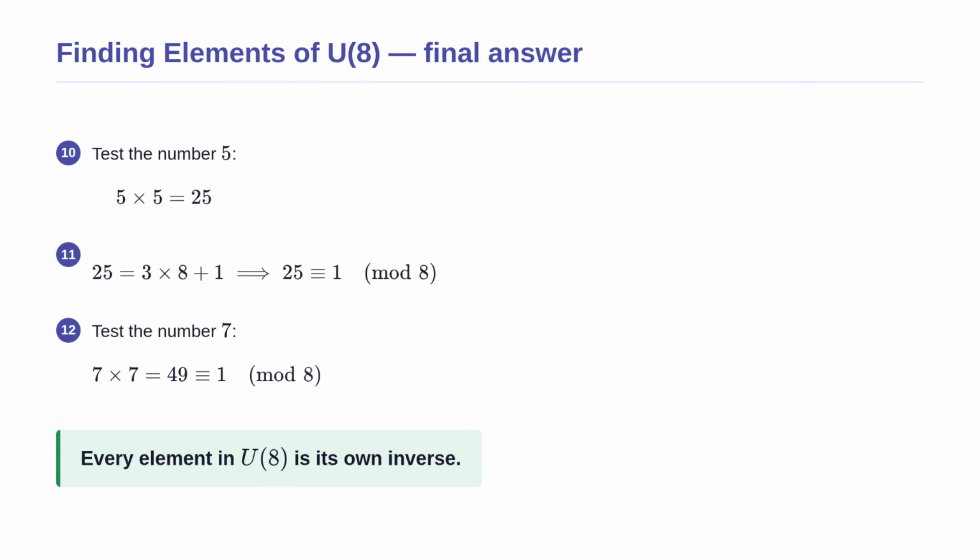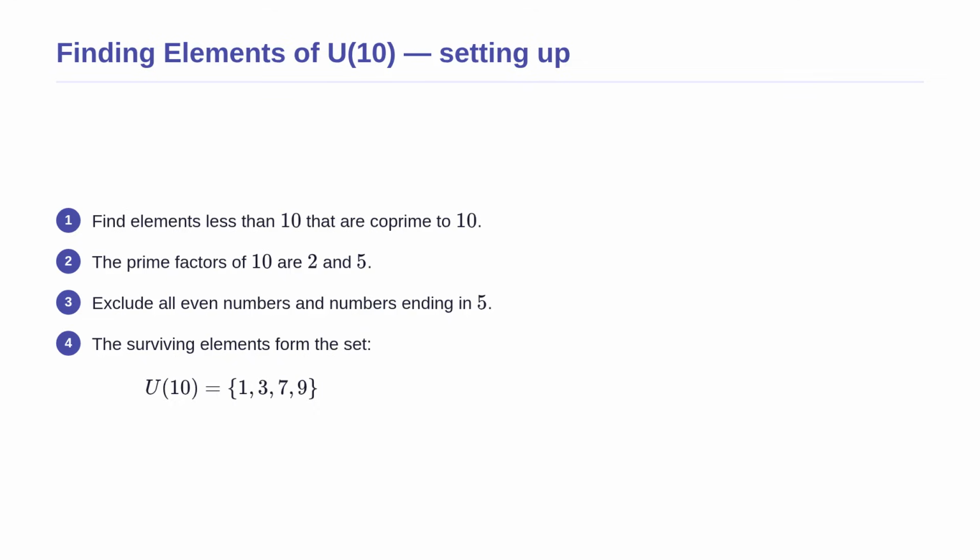We have successfully verified the group. Now that we have seen one example, let us look at a second one, where elements are not always their own inverses. Let us find the elements of U of 10.